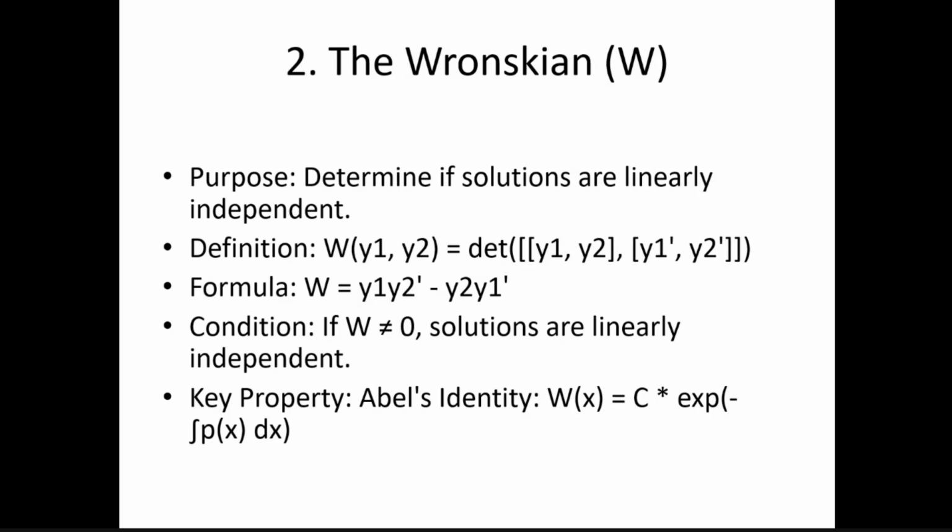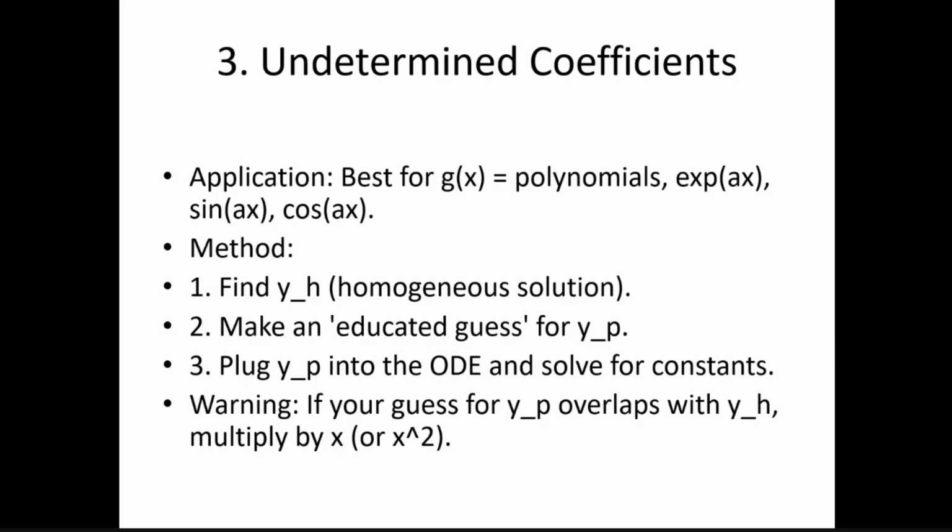The Wronskian: if there are two functions y1 and y2, we take the determinant of y1, y2, y1', y2'. If the Wronskian is not equal to 0 at any point in the domain, then the solutions are linearly independent. If it is 0 at all points, then they are linearly dependent. Undetermined coefficients is best for g(x) that are polynomials, exponentials, sine, cosine, etc. The method is to find the homogeneous solution, make an educated guess for the particular y_p, then plug y_p back into the ODE and solve for constants.